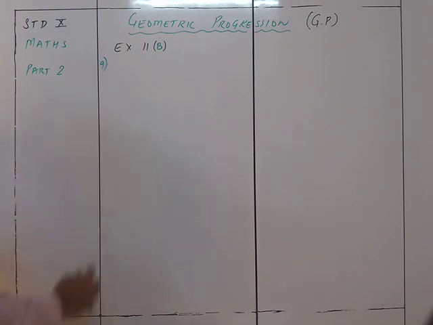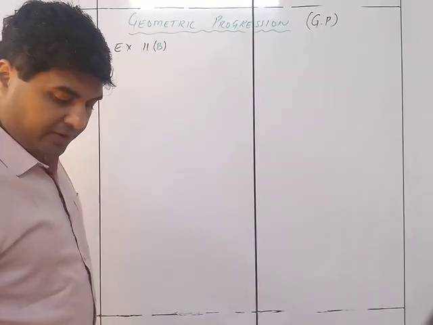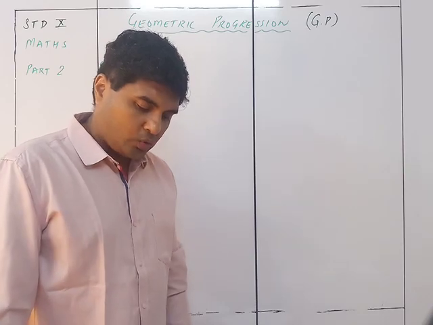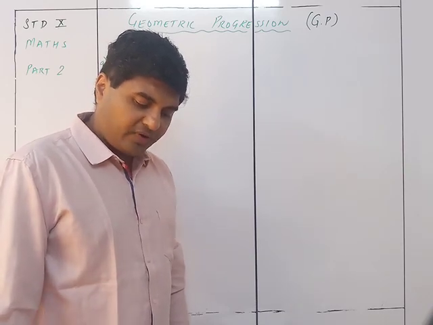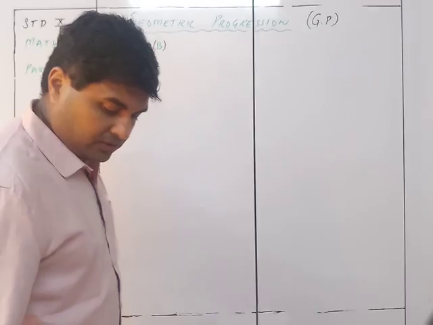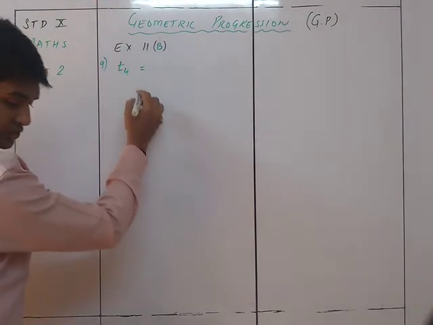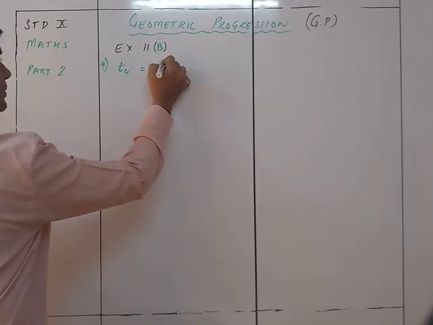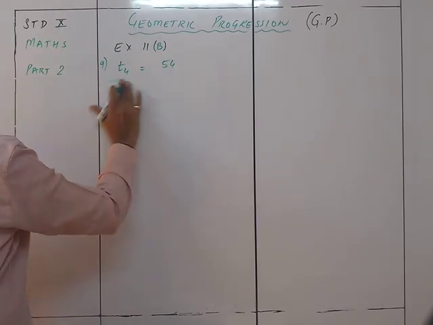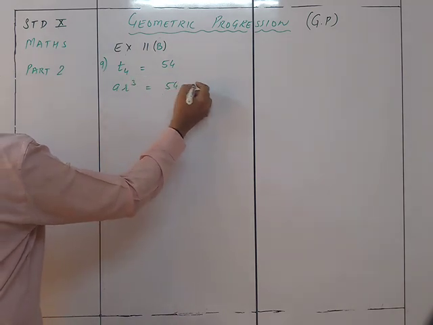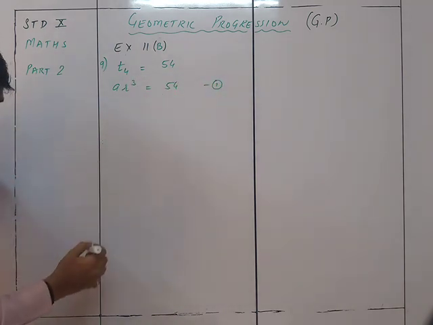Sum number 9. If the 4th and the 9th term of the GP are 54 and 13122, find the GP, also find its general term. So again, the same thing. T4 is equal to 54, so we can say ar raised to 3 is equal to 54. That's the first part.